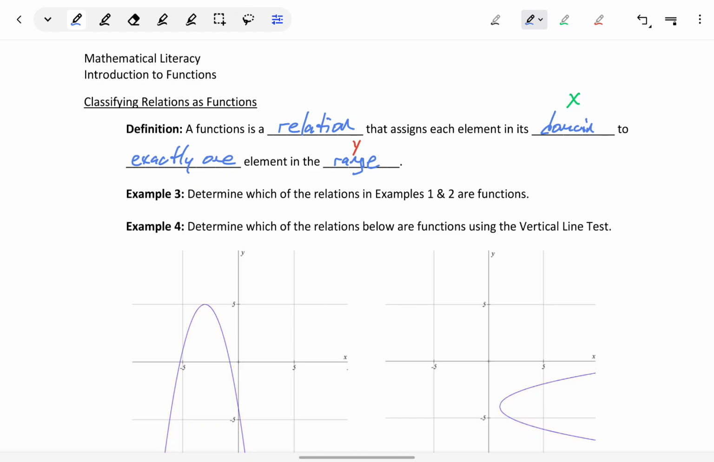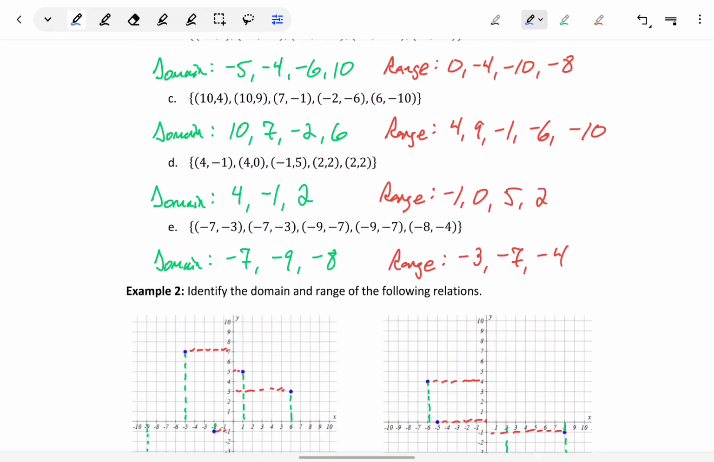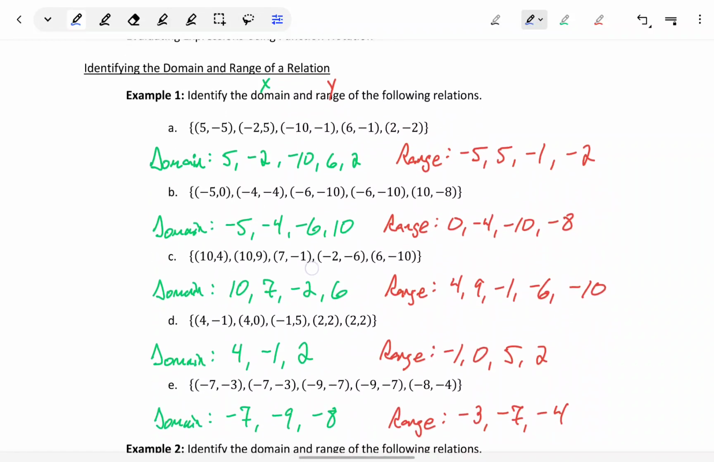So in order for a relation to be a function, every x value needs to be paired with one unique y value. We want to take this definition, for example 3, and look back at examples 1 and 2 and identify which of these relations are functions and which are not.